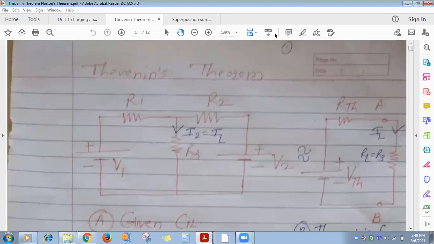Can we start with Thevenin's theorem? Okay. 51 are there. So see, next topic is Thevenin's theorem.